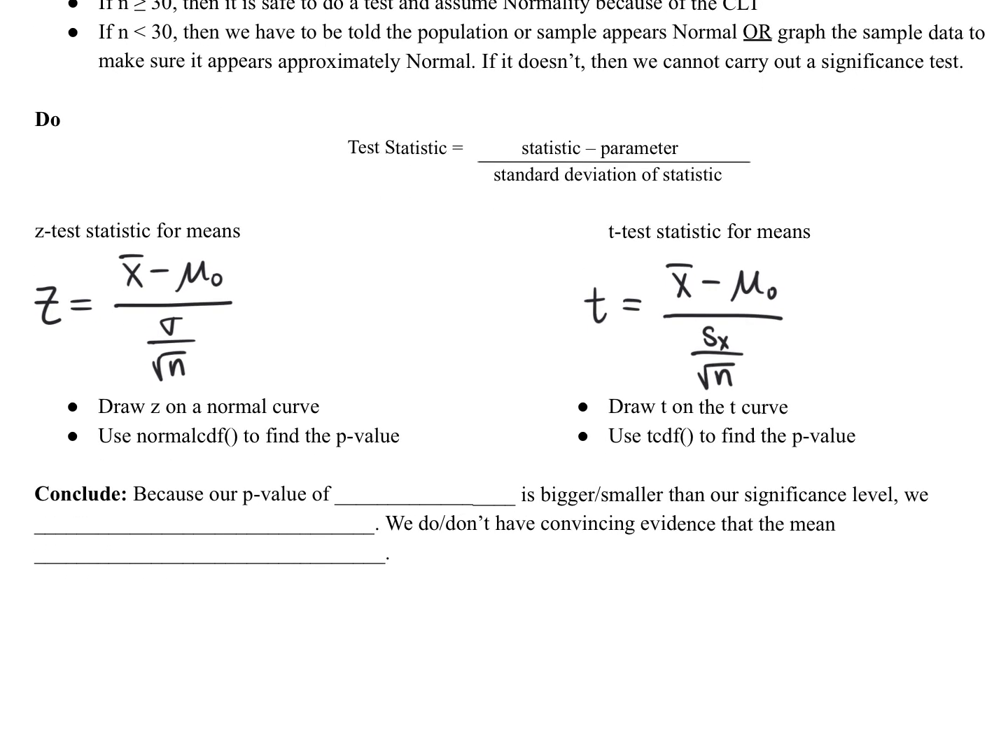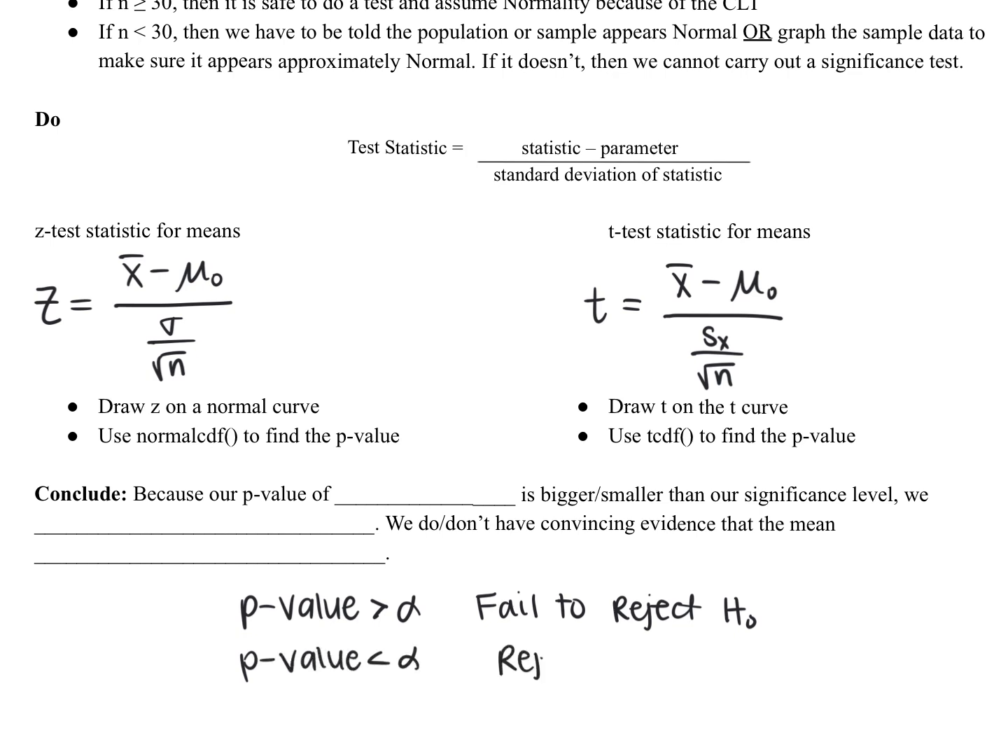So if the p-value is greater than alpha, we fail to reject our null hypothesis. And if the p-value is less than alpha, we reject our null hypothesis. So that step is the same.